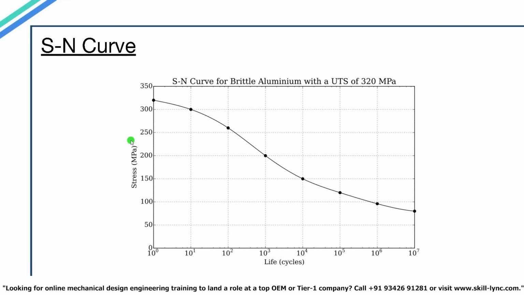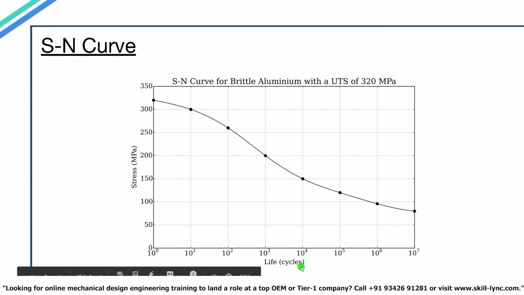The graph might actually seem a little bit overwhelming to many people in the beginning. It's not really that difficult. I'll just explain it to you. So here we have the SN curve for brittle aluminium with a certain grade, and you can see that in the y-axis we have the stress in megapascals, and in the x-axis we have the life cycles.